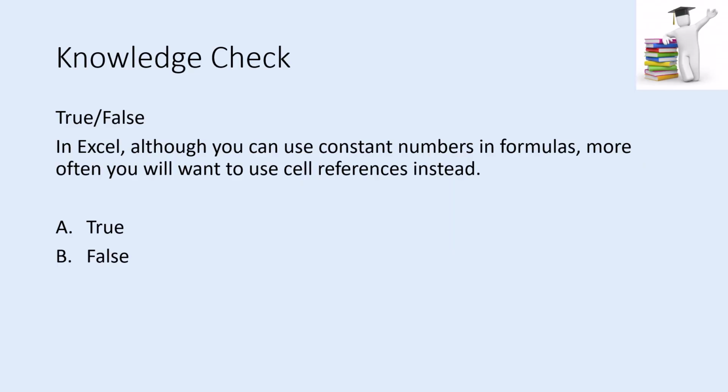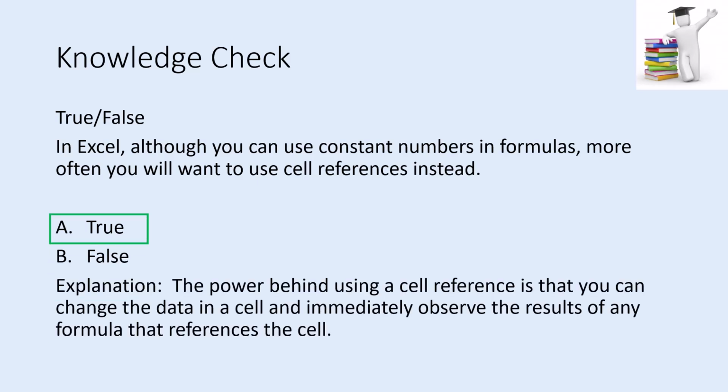True or false? In Excel, although you can use constant numbers in formulas, more often you will want to use cell references instead. A, true. B, false. The answer is true. The power behind using a cell reference is that you can change the data in a cell and immediately observe the results of any formula that references the cell.